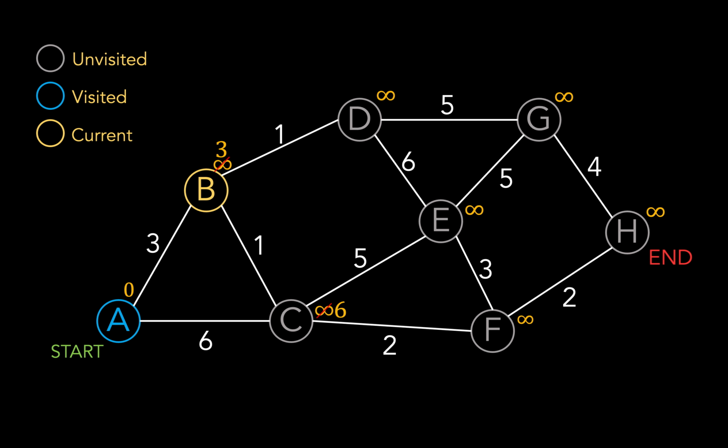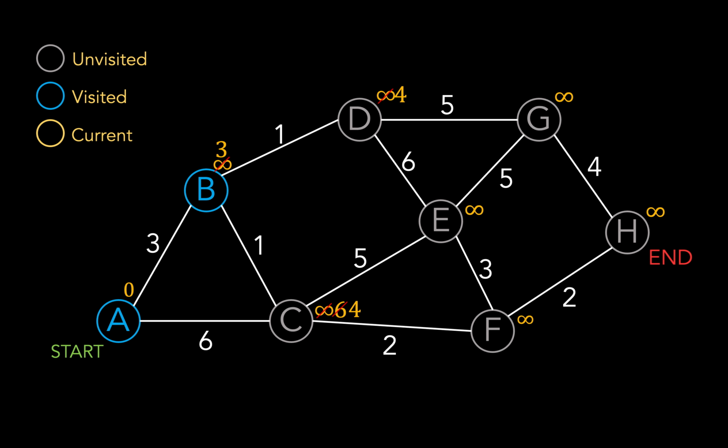So now we repeat the exact same procedure. The distance of C is updated to 4, because that's less than 6, and the distance of D is updated to 4 as well, because it's less than infinity. So now we say that B has been visited, and we lock in its shortest distance value of 3.